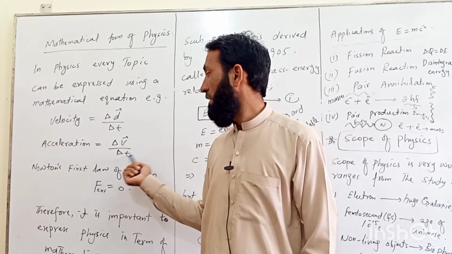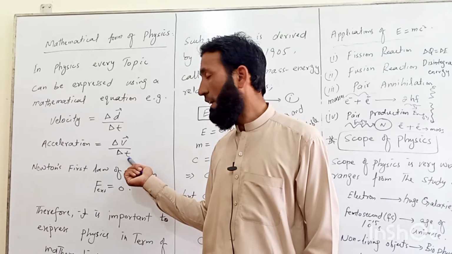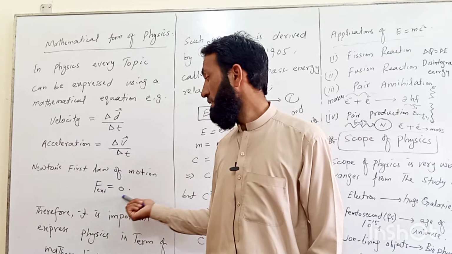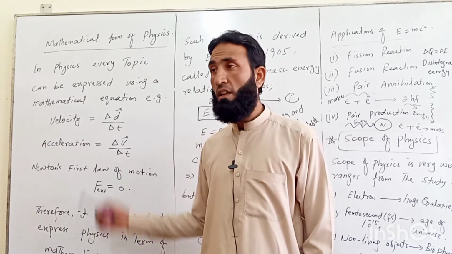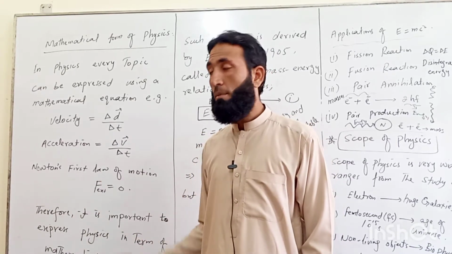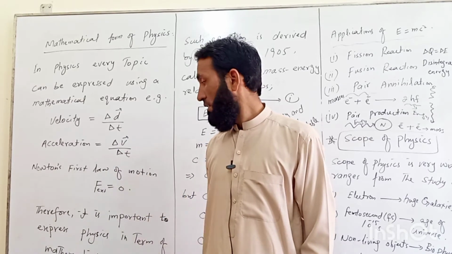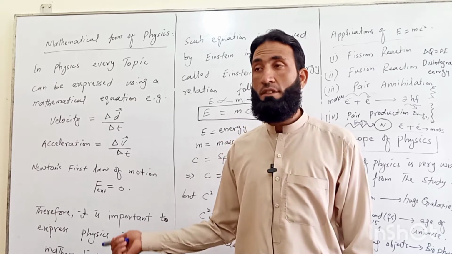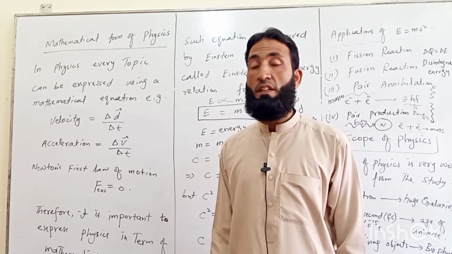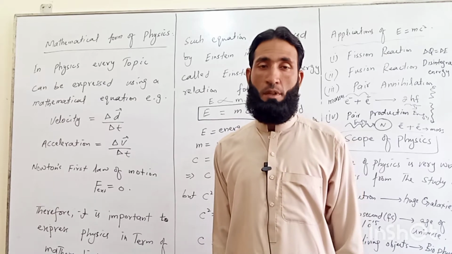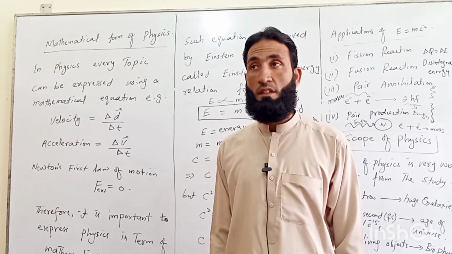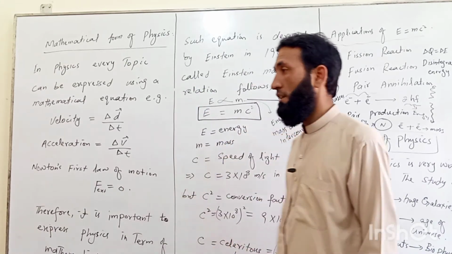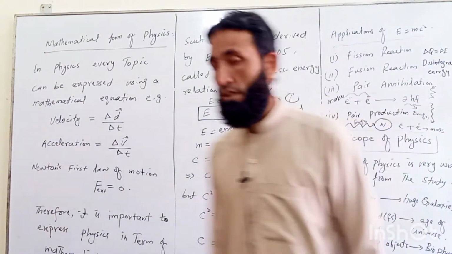Similarly, a mathematical expression is used for acceleration, and for Newton's first law of motion we write F external is equal to 0. So these are all mathematical expressions which represent these topics. Now, it is necessary to write an equation that represents the mathematical form of physics. And Einstein tried to derive that equation in 1905, which is called the Einstein mass energy relation.